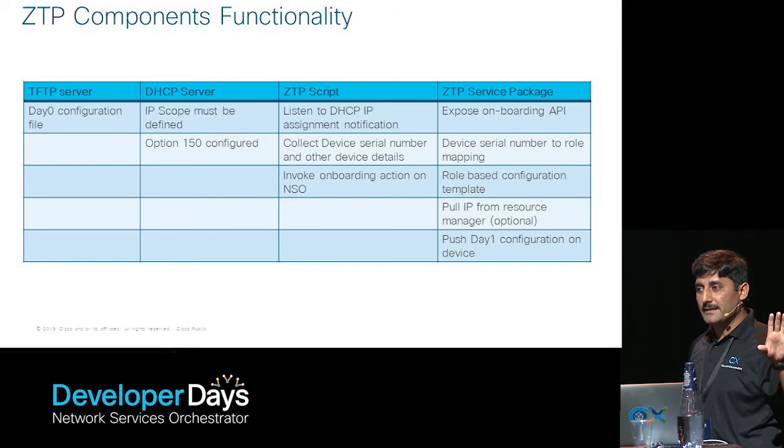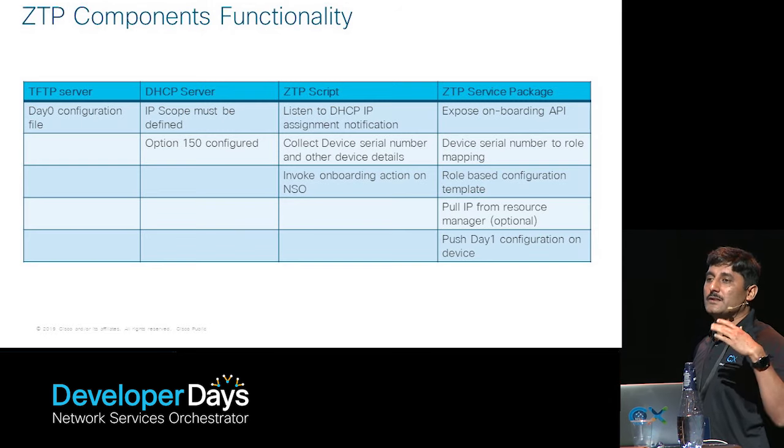We log into the device because we know we have pushed the day zero configuration and we know the credentials for the device. We pull the basic device information, like the device serial number, and pass NSO that information. NSO is told before the ZTP process, please expect a device with this serial number, and if you see that particular device, then this is the role of the device. And based on the role, we push the configuration. Last is the ZTP package, as I said, which is used for pushing the configuration.